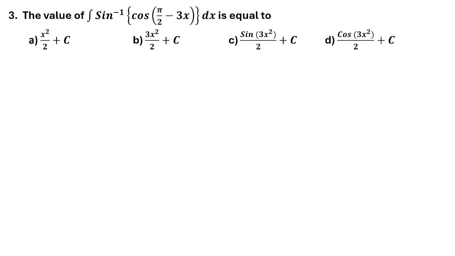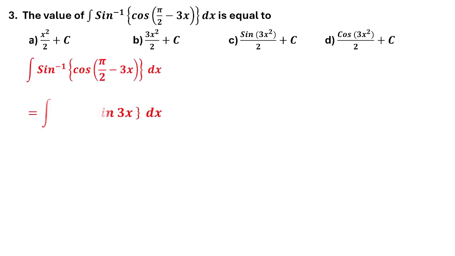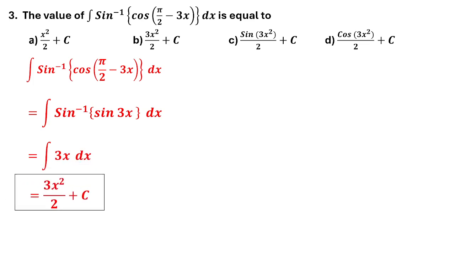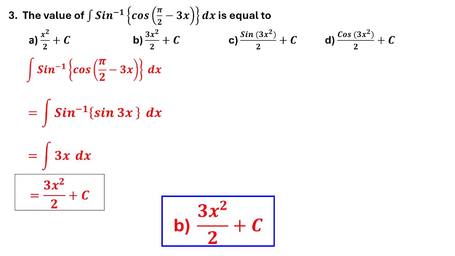The value of sine inverse of cos of pi by 2 minus 3x. Very easy question. We have to make use of the idea: what is cos of pi by 2 minus 3x? Cos of pi by 2 minus 3x is sine 3x. Therefore, it is sine inverse of sine 3x. Therefore, 3x. Therefore, it is 3x square by 2. Therefore, option B. Direct question.